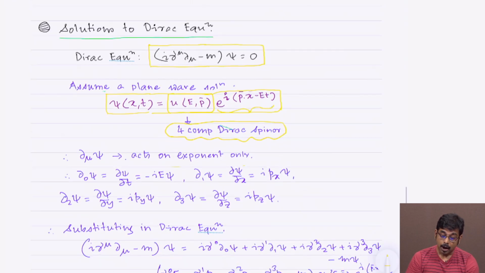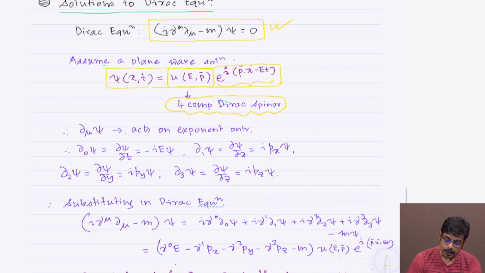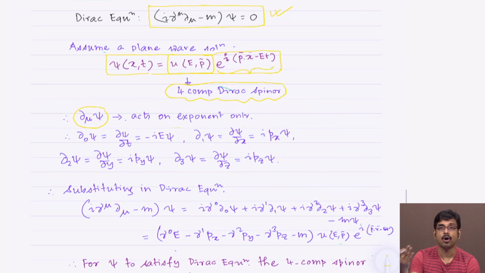Now, if this is your test solution, what are we going to do? We are going to bring it back to the main Dirac equation and see how exactly the solution looks. So, the del mu psi part, because i gamma mu del mu psi, that is the operation we have to do.